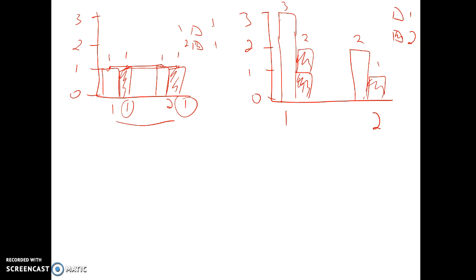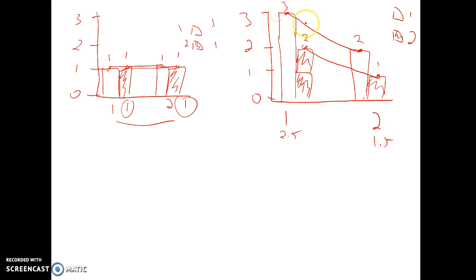All right, so welcome back. So the way it works is, no interaction. Those lines are parallel. If you look at the main effects, what you'll see here is that 3 plus 2 is 5 divided by 2. That's 2.5. 2 plus 1 is 3 divided by 2 is 1.5. We have a main effect there.